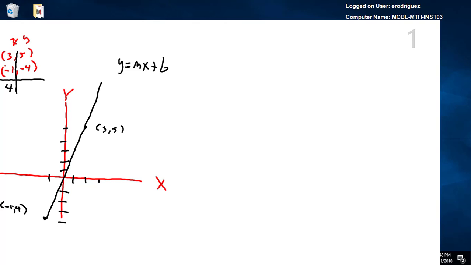Now we're just putting in these points. The first point is -1, -4, and the other one is 3, 5. So that would be the graph of the line. Now we need the equation for that line, and that's y equals mx plus b. So there you go.